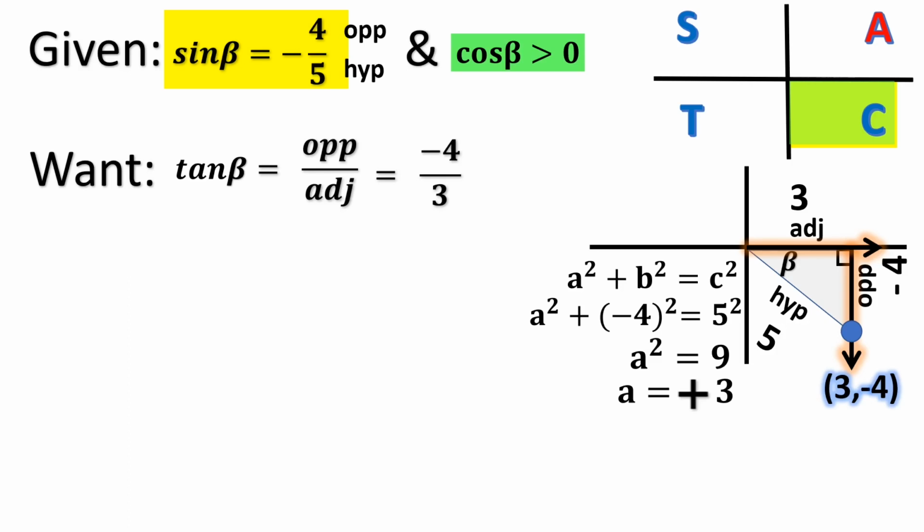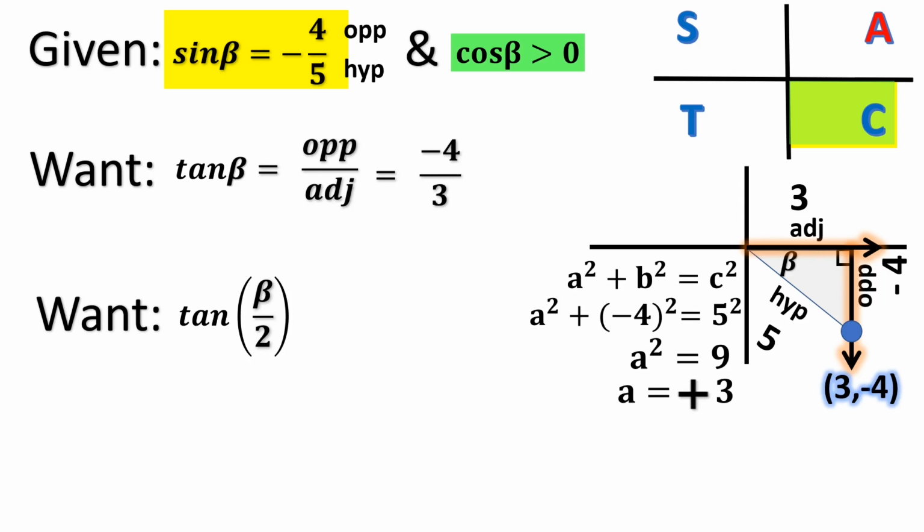For a second example, we will use the same given information, that the sine of beta is equal to -4/5 and the cosine of beta is greater than 0, but this time we want to find the answer to the tangent of beta over 2. If we were starting from scratch, we would have needed to use the given information to build a triangle on the bow tie and find all 3 sides of the right triangle.